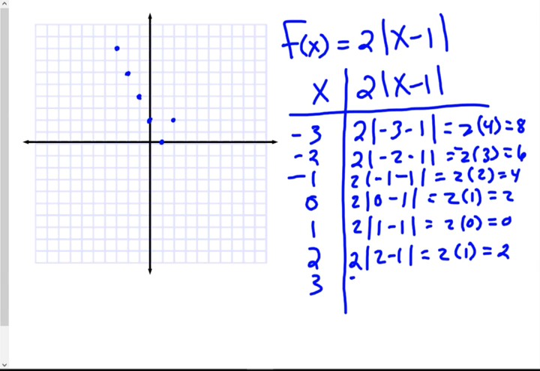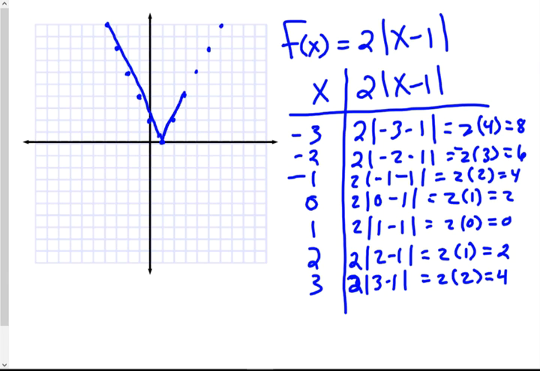Let's do the last one, 3. 2 times absolute 3 minus 1 is going to be 2 times 2, which is 4. So 3 goes to 4. And so we can surmise that we're going to keep going up by a 2, looks like a 2 slope. And so once we have all of our points, now we can draw the line.